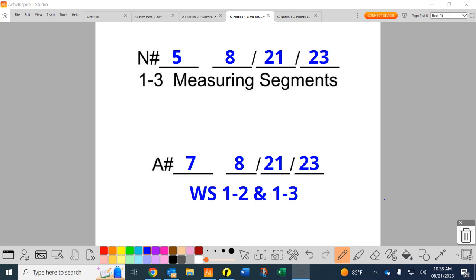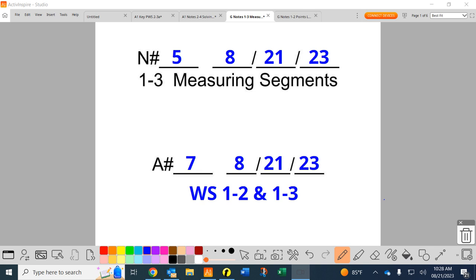With the second set of geometry notes, this is the section 1-3 measuring segments. It is going to be notes number 5 and assignment number 7. You can see on there that I wrote down a different assignment. If you have not adjusted the assignment to what's up here on the screen, please do so now on your sheet of paper. I made it really clear up here what the assignment is.